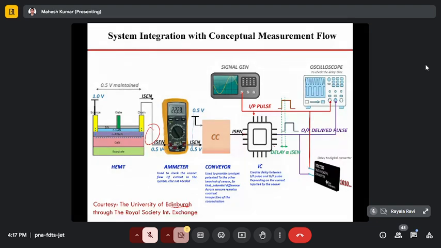So whenever there is a change in the concentration, there is a delay in the cycles, and we can measure this delay. Then we have a delay to digital converter, and we can get a digital number. So we have used our sensors.